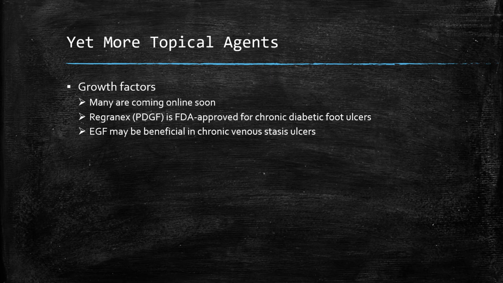Topical growth factors to speed up the healing of open wounds is an area of active pharmacologic research. Chronic wounds like diabetic foot ulcers and venous stasis ulcers are very slow to heal and are very costly to the medical system. Regranex, or platelet-derived growth factor, is an FDA-approved drug for chronic diabetic foot ulcers. But many more of these agents will be coming online soon, including some that may be beneficial in chronic venous stasis disease.